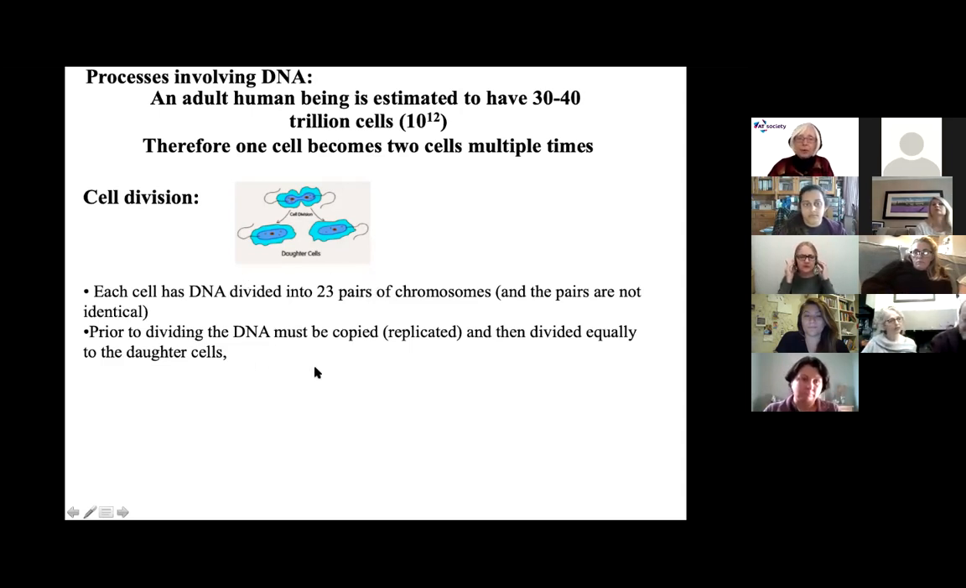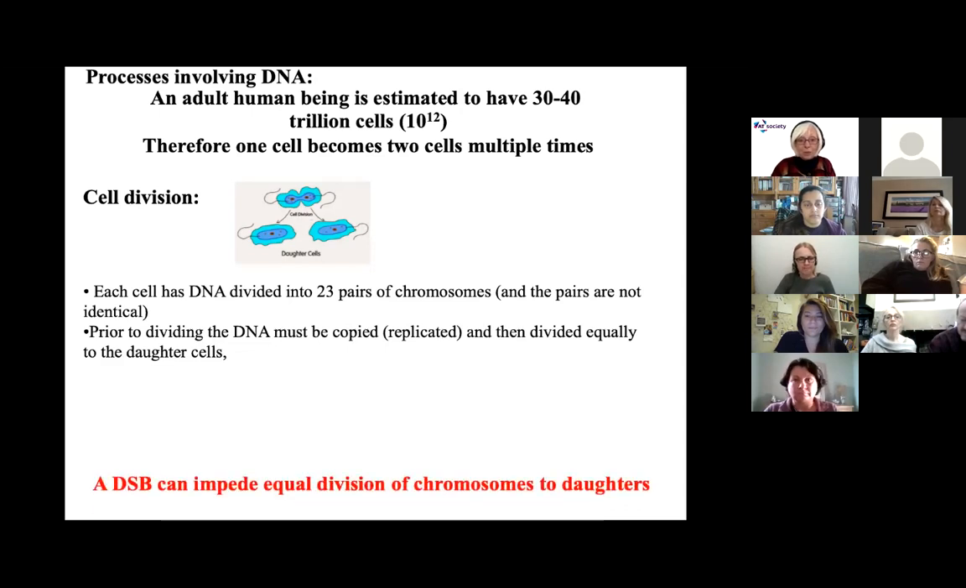And then prior to dividing, your DNA needs to be copied, because each daughter cell needs to have that same amount of your DNA. And that's a complicated process too. So that act of cell division can be impacted by a double strand break, which means you may lose some of that genetic material when you divide.